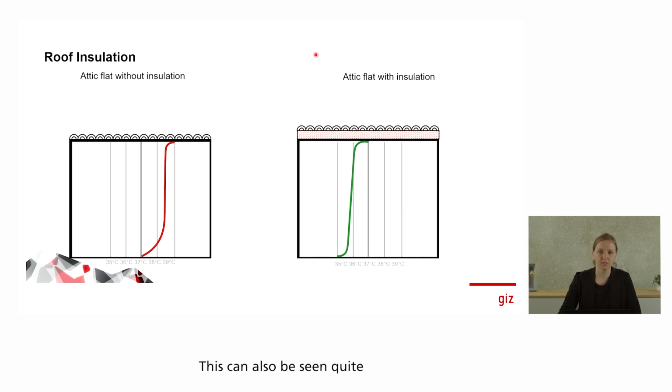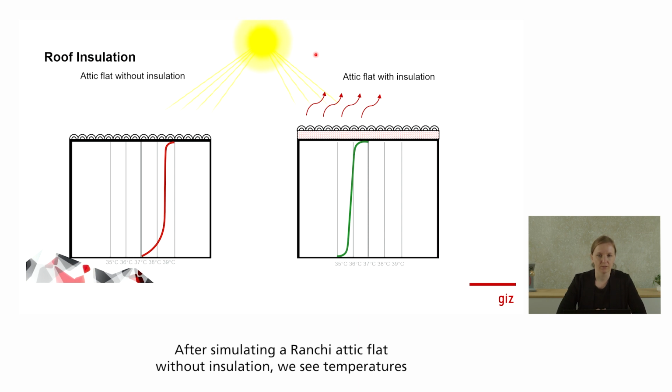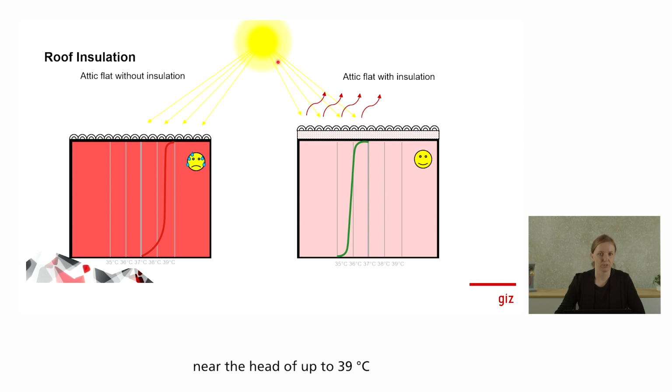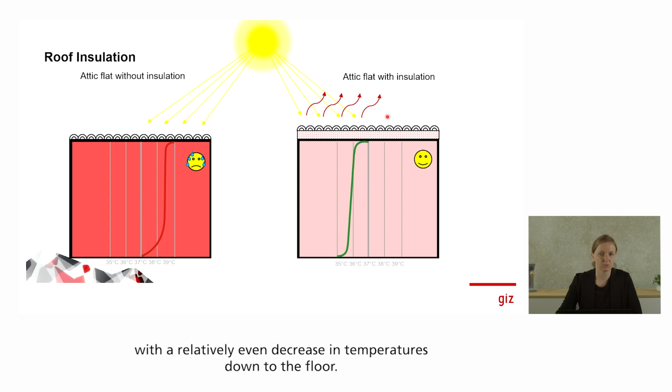This can also be seen quite well in the vertical air temperature profiles already introduced. After simulating a RANCHI attic flat without insulation, we see temperatures near the head of up to 39 degrees. That changes only slightly over the vertical distribution, except near the floor. The attic flat with insulation, however, manages not to let temperatures get above 37 degrees, with a relatively even decrease in temperatures down to the floor.